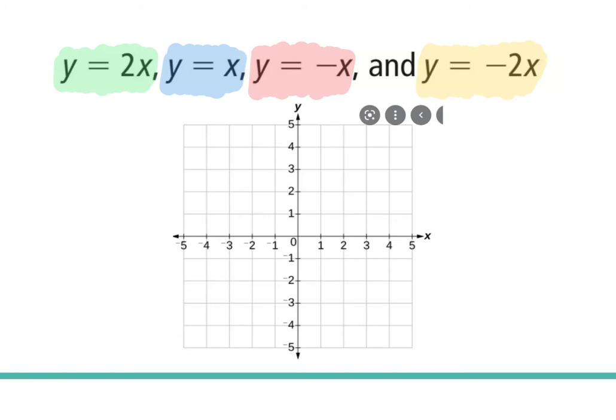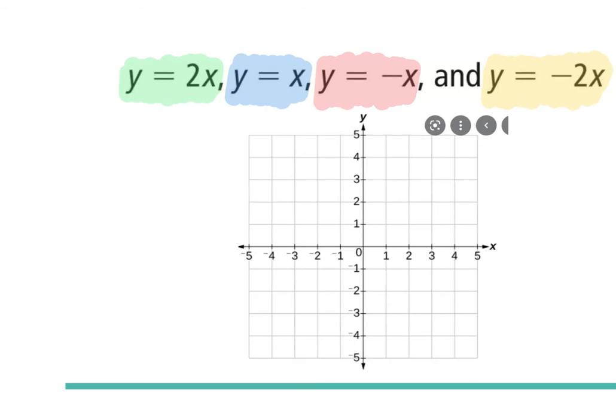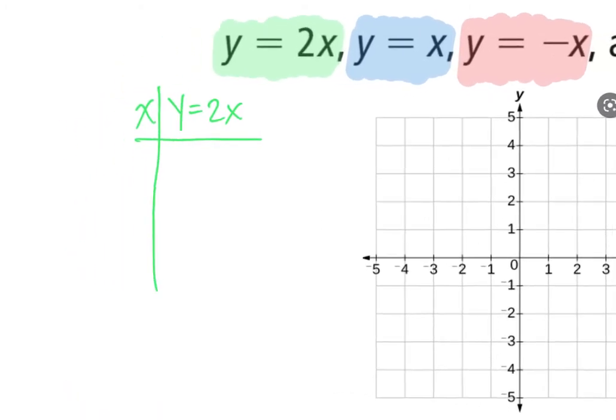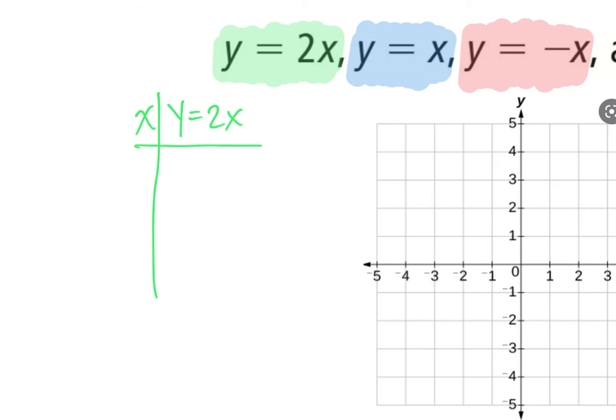Now switch back over to your pens, and let's go ahead and take y equals 2x, and let's plug in values of x for it. Okay? We're going to plug in the same 3 values the entire time, okay? So we're going to plug in -1, 0, and 1. And then the other side will be our y values. So let's start with -1.